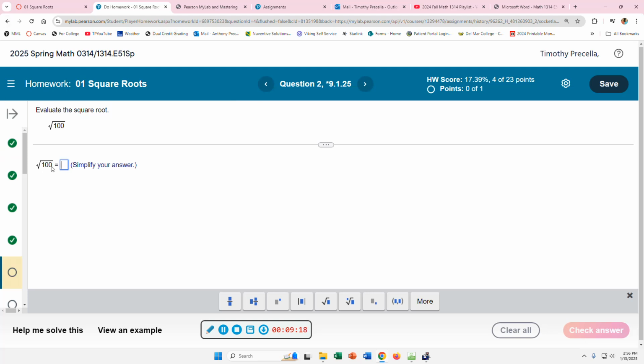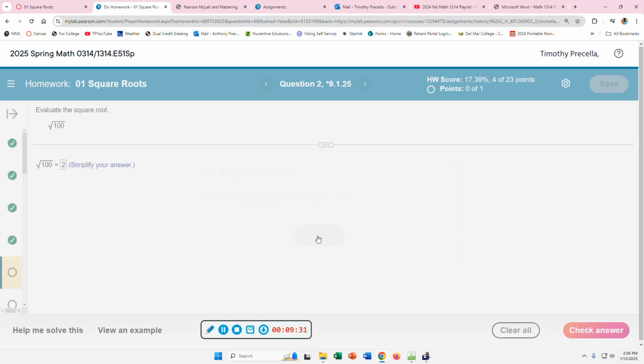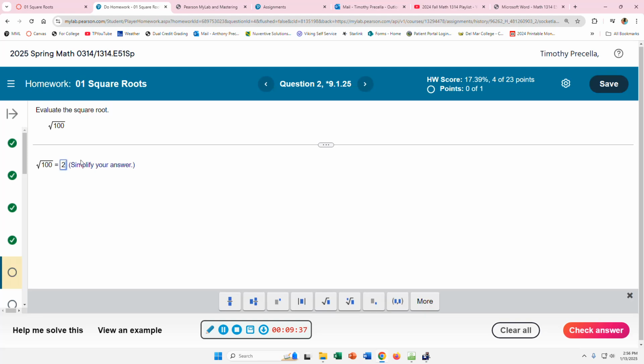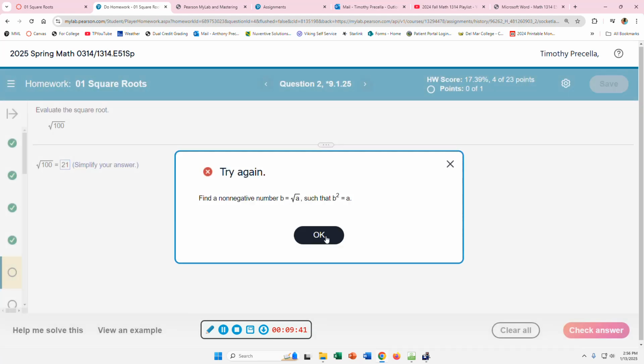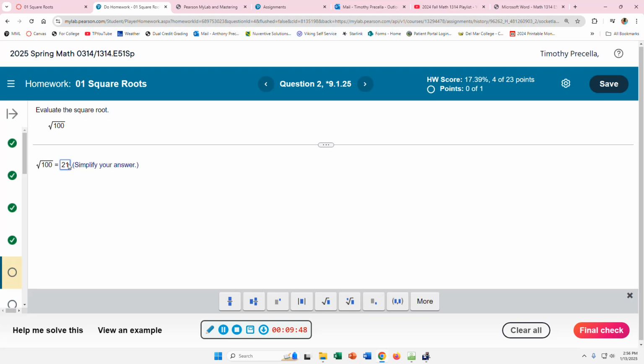10. Well, I want to demonstrate what you do if you get a problem wrong. I'm going to put a 2. We know the answer is 10, but I put a 2 and that's wrong. And so they say, okay, that's wrong. I can still do it again. It says check answer. So let me change that 2 to 21. Check answer. Still wrong. It's getting annoyed at me. Final check. This is the last chance you have of entering the correct answer.